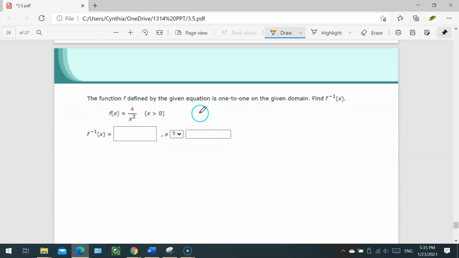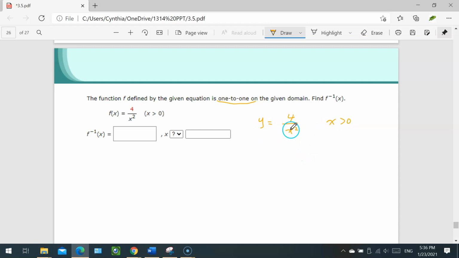Okay. So this function f defined by the given equation is 1-to-1. This would be the first condition: it must be 1-to-1. If the function is not 1-to-1, we cannot find the inverse. So now you need to find the inverse of f of x equals 4 over x squared. So the first step, rewrite f of x as y, right? So y equals 4 over x squared. I'm going to put x greater than 0 here.